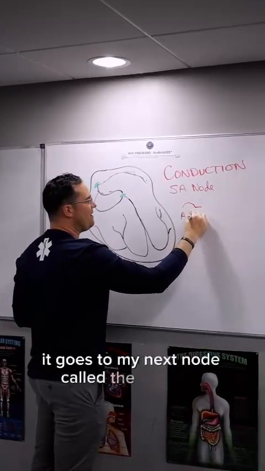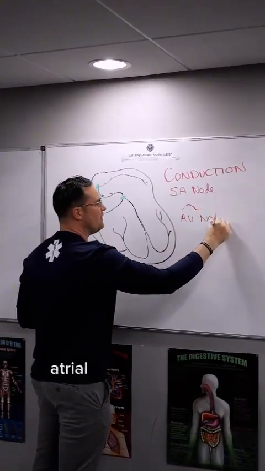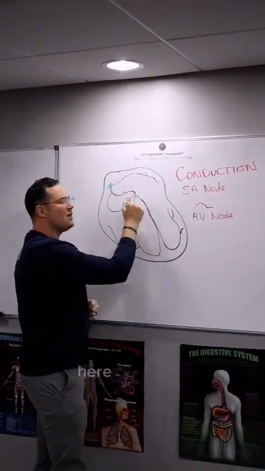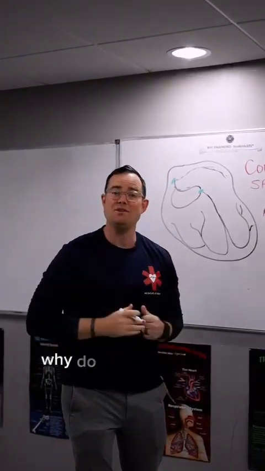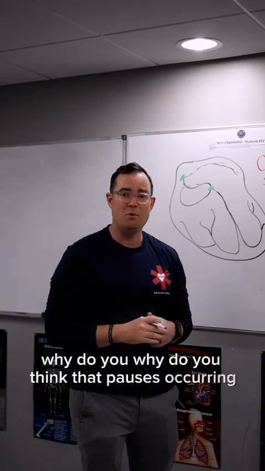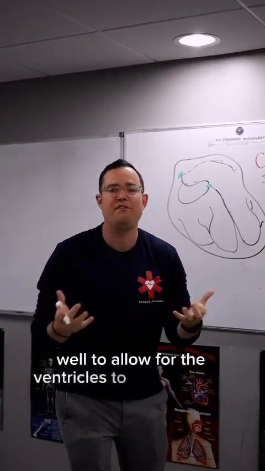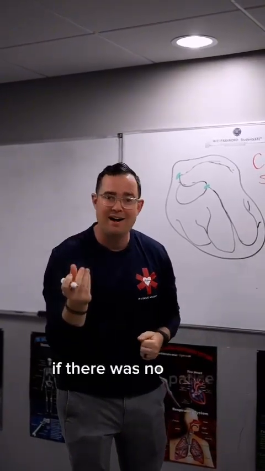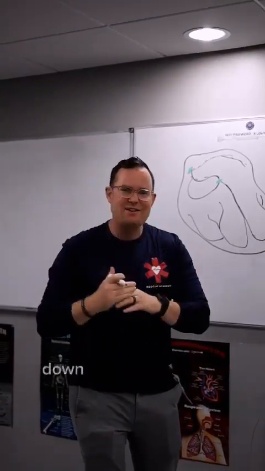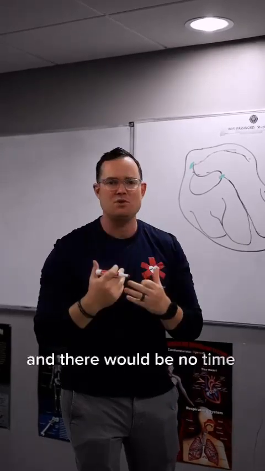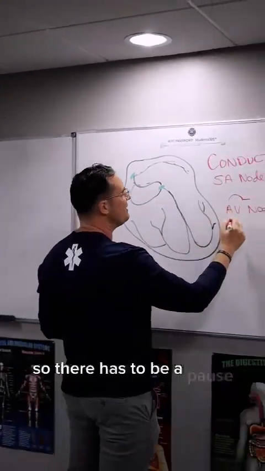Once that electrical impulse fires and it contracts the atrium, it goes to my next node called the AV node, atrioventricular node. Here in this AV node is where there's a delay or a pause. Why do you think that pause is occurring? Well, to allow for the ventricles to fill with blood. If there was no pause, blood would just be shooting from the SA, or the top of the heart, down into the ventricles, and there would be no time to allow for it to fill. So there has to be a pause.